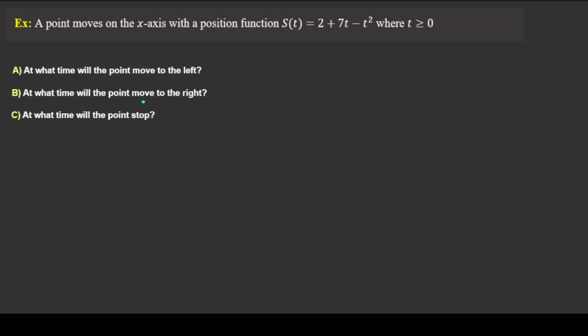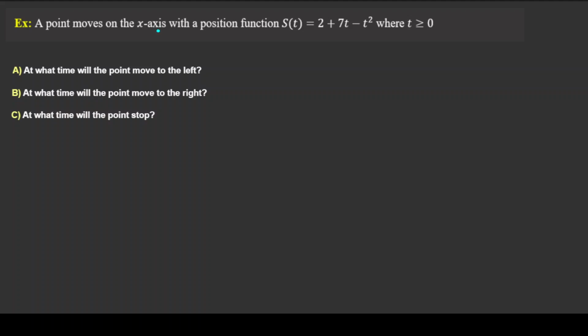Okay guys, we have another example regarding horizontal motion. The example says a point moves on the x-axis, so horizontal motion. Because the x-axis is a horizontal line. Since the movement of a particle is on the x-axis, it is horizontal motion.